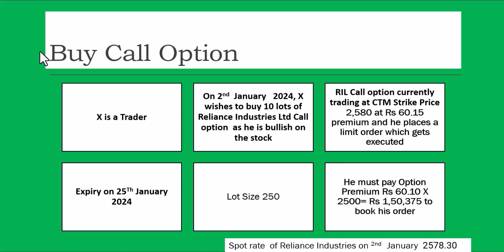Lot size is 250. So he must pay an option premium of 60.15. I have to make a correction, into 2,500. So that means he pays a premium of 1,50,375. So that means the premium was 60 rupees 10 paisa, not 15. So I should make a correction.